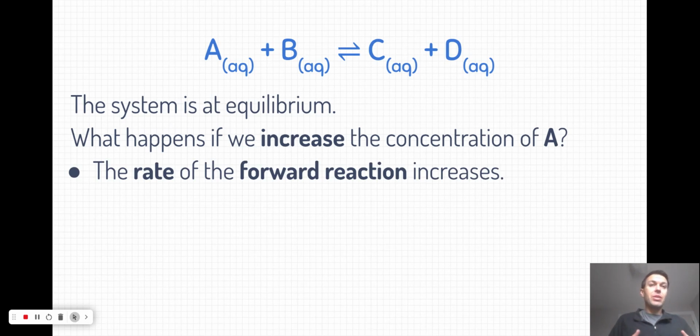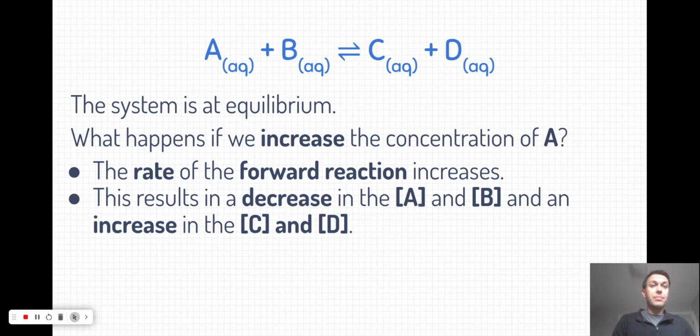We know from chemical kinetics that increasing the concentration of some chemical will increase the rate of reaction. But since A is involved in the forward reaction, only the rate of the forward reaction will increase as a response to increasing the concentration of A.